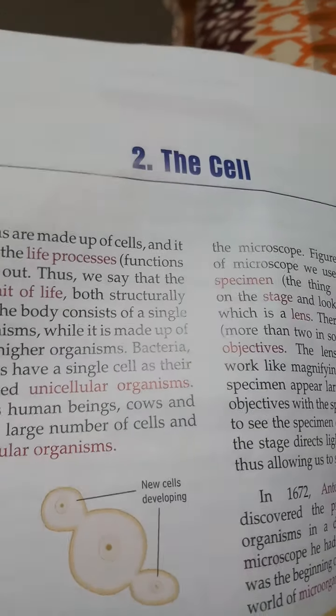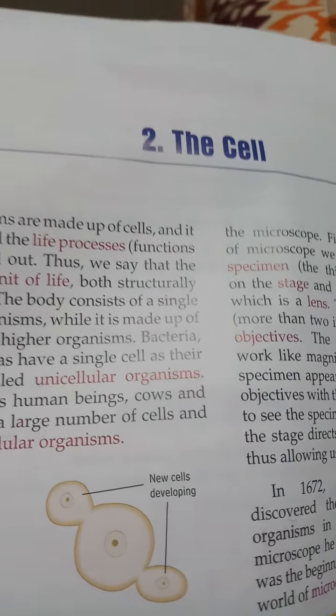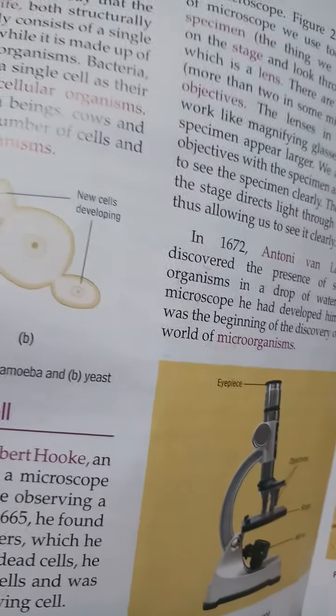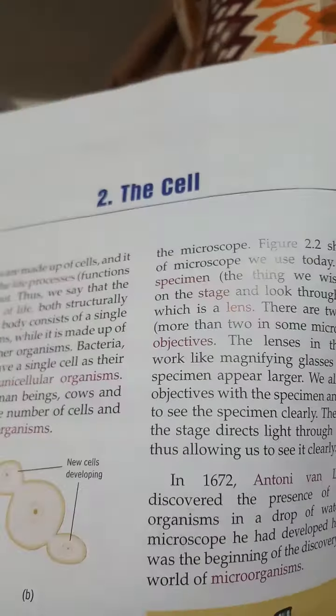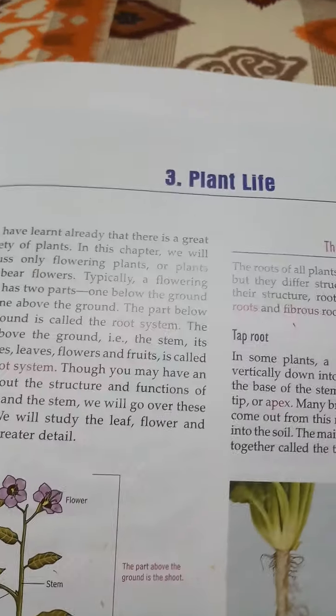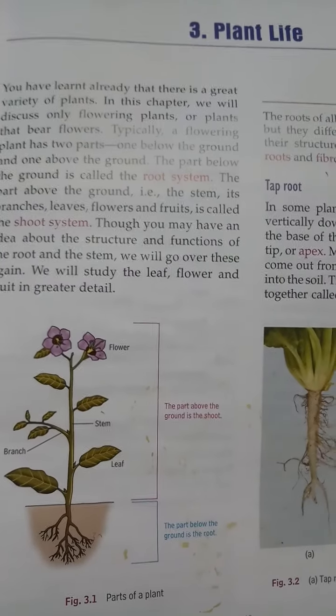I think it is better to teach the cell with the help of a blackboard, and after showing the real cell through the microscope. So now I am teaching you chapter 3, the plant life. Here we have to learn about a typical flowering plant.